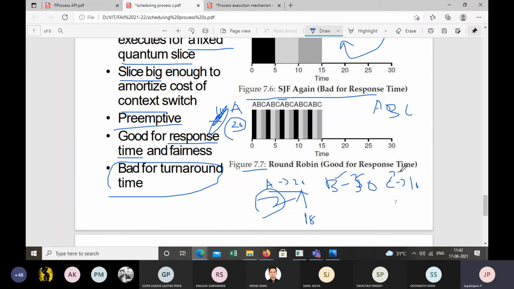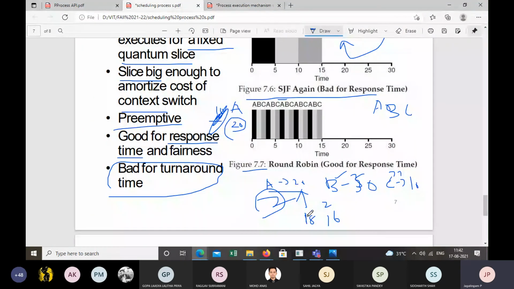So process A has to wait for B to execute for 2 milliseconds and C to execute for 2 milliseconds. And then the CPU comes back to process A, and in the next round it will execute for 2 milliseconds. So the remaining time is 16. Again, process A has to wait for the next 2 milliseconds for process B and 2 milliseconds for process C.